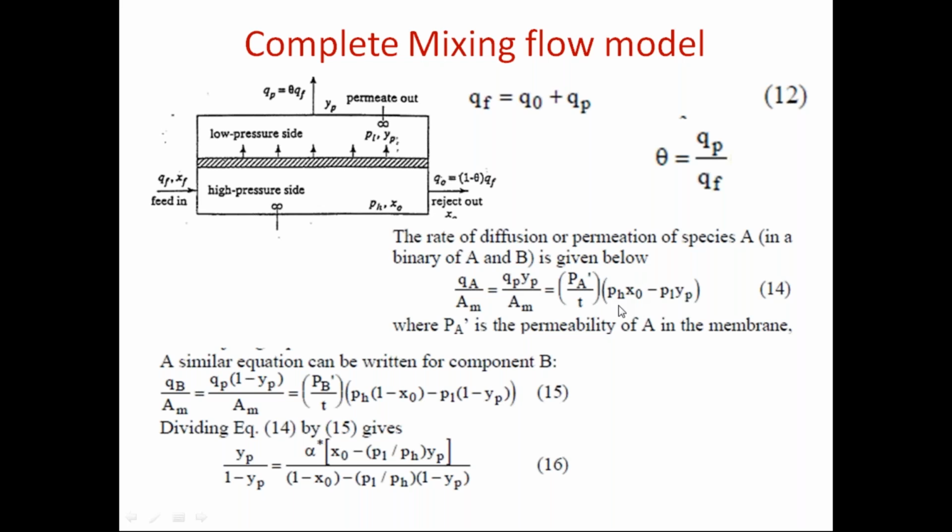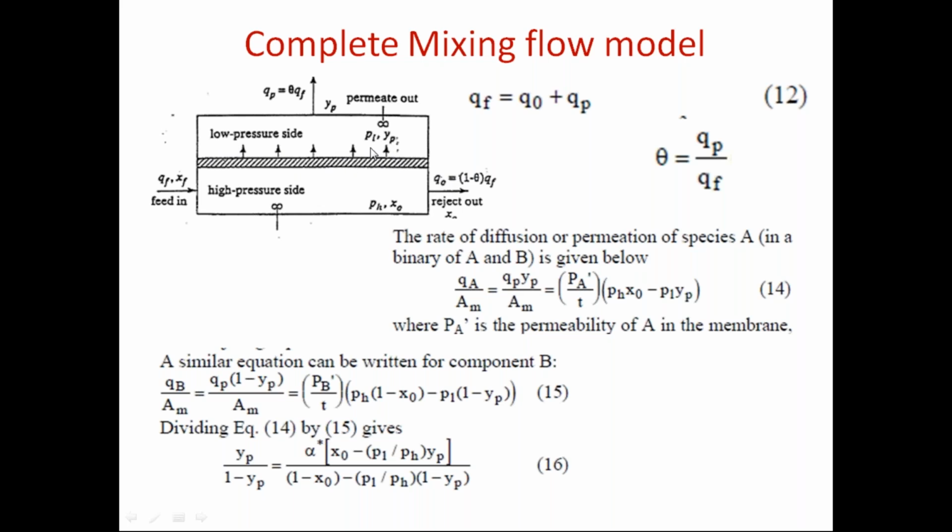This is the partial pressure of the high pressure side. This is the partial pressure of the low pressure side. Then you have a permeability here, because we are seeing that here there is no film. Film is completely disturbed due to the complete mixing. So we have only one resistance offered to the mass transfer, which is the membrane.